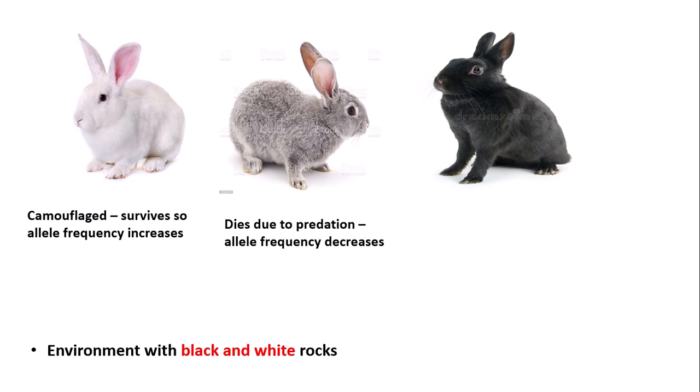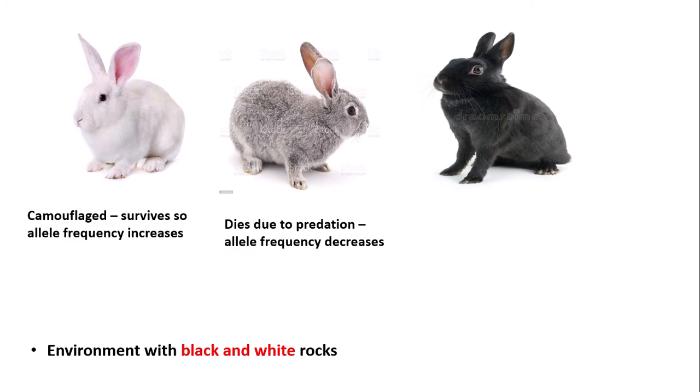Obviously with a grey rabbit, they will die due to predation, as they can't camouflage between the black and white rocks because they will be easily seen by predators. So this means that they are less likely to survive and reproduce, so their allele frequency decreases over time.